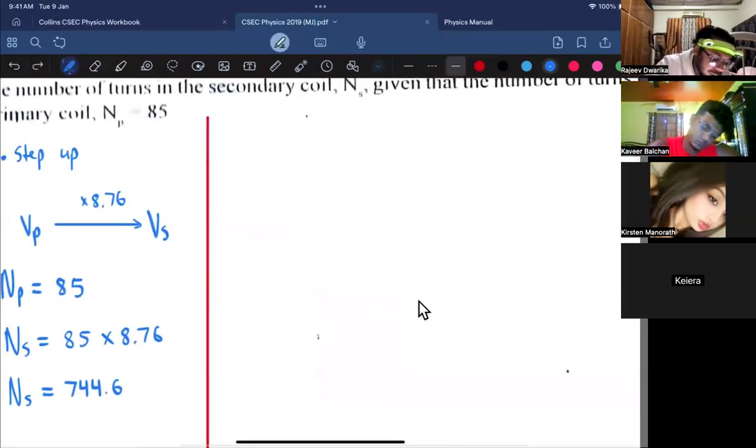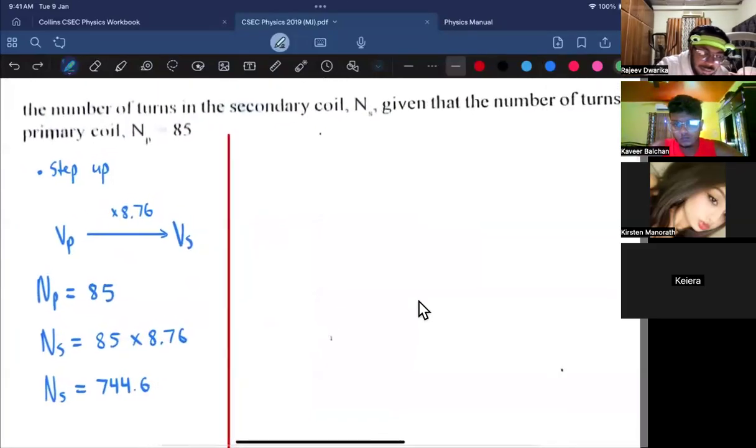I want you to tell me the formulas you know for transformers. What are the formulas you know? What were the formulas we looked at? Me? Yeah, what were the formulas we looked at? We NP over VP equals to NS over VS. Okay, so we looked at NP over VP, and we said that that is equal to NS over VS.